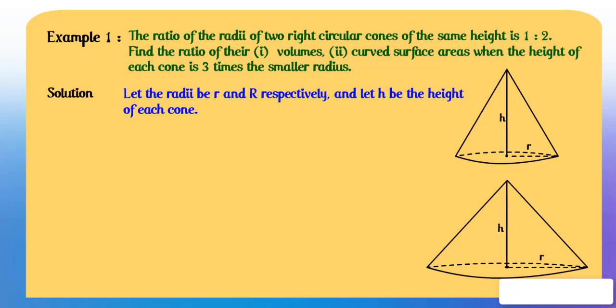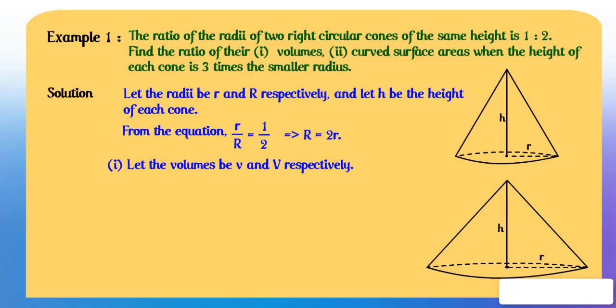Let's solve this. Let the radii be small r and capital R respectively, and let h be the height of each cone. From the question, small r by capital R is equal to 1 by 2. This implies capital R is equal to twice small r.